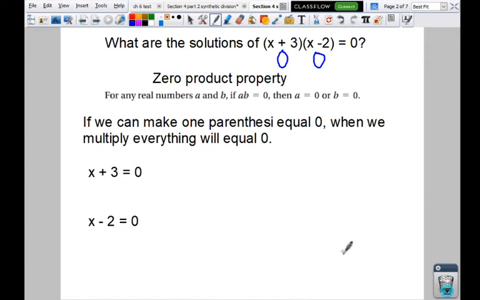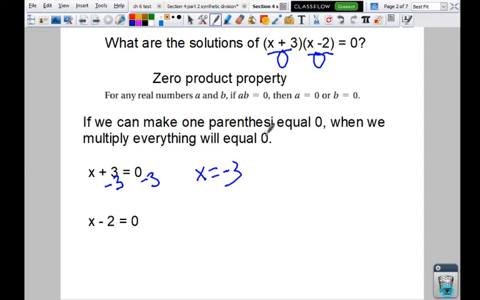So, my solutions: I'm going to look at each parenthesis individually and ask, how can I make each parenthesis 0? How can I make x plus 3 equal 0? Negative 3, right? Negative 3 plus 3 is 0. Or I can say x plus 3 equals 0, minus 3 on both sides, and I get x equals negative 3. That's so much work, just say it. If you can just look at it and do it, that's fine. If I plug in negative 3 for x, negative 3 plus 3 up here is 0, and I don't care what this is, because 0 times anything is 0. That means x equals negative 3 is my first solution.